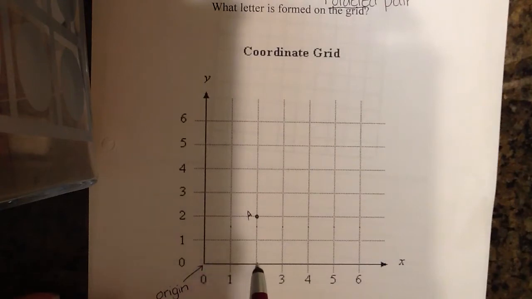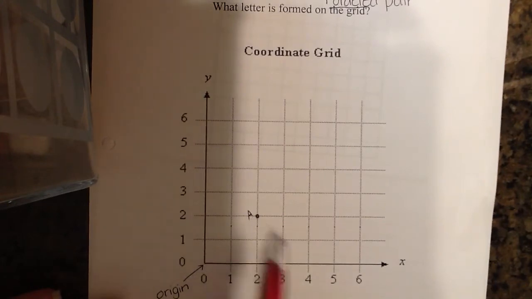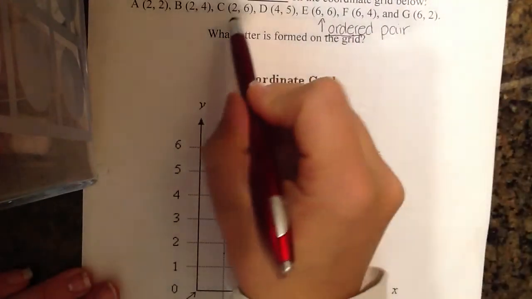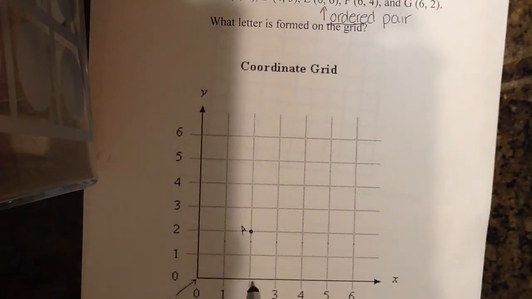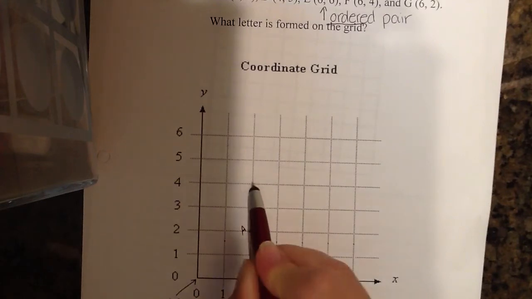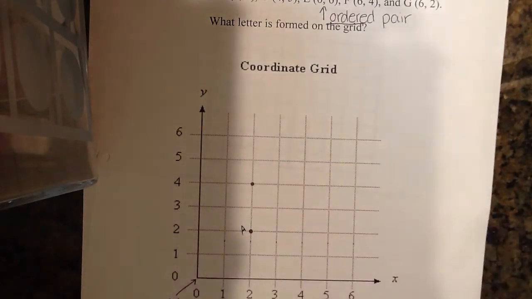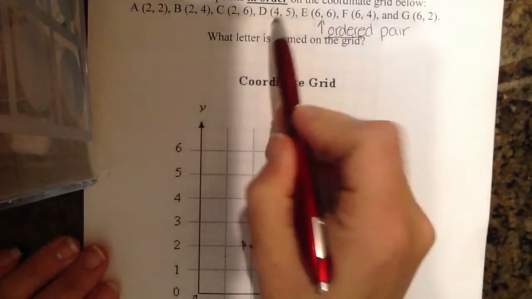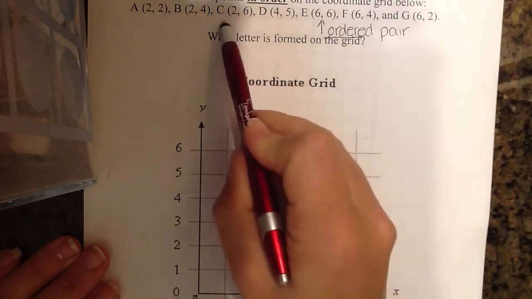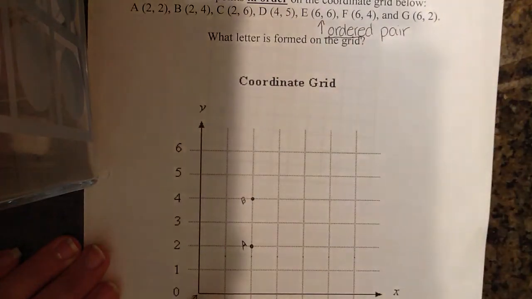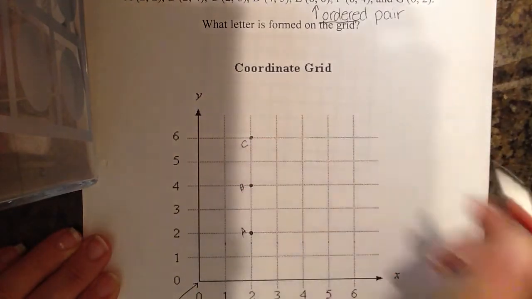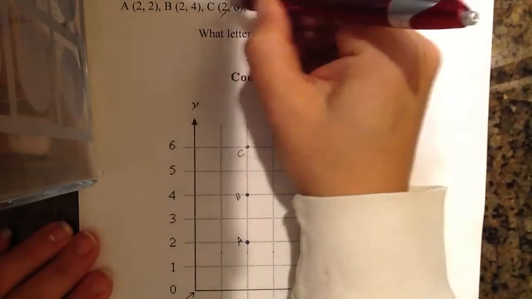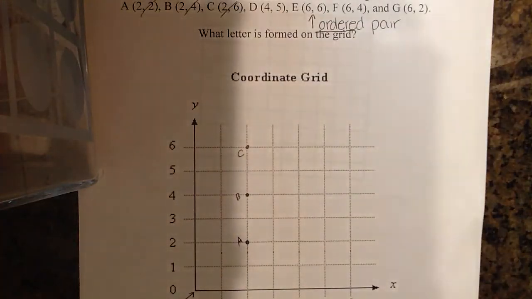So I went over first and then up. I have to crawl before I can walk. I have to go into the elevator, then the elevator goes up. My B was 2, 4. So I need to go over 2 and up 1, 2, 3, 4. I'm counting lines, not spaces. That was B. Next I need to go to 2, 6. I go over to 2 and up to 6. That was labeled C.